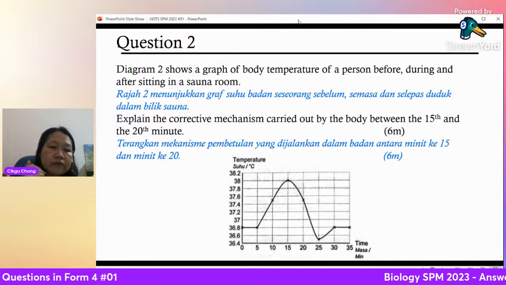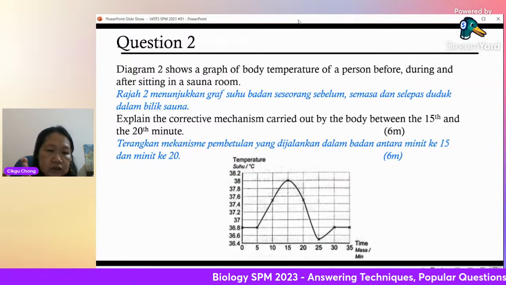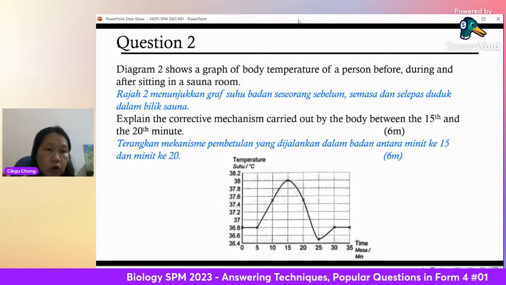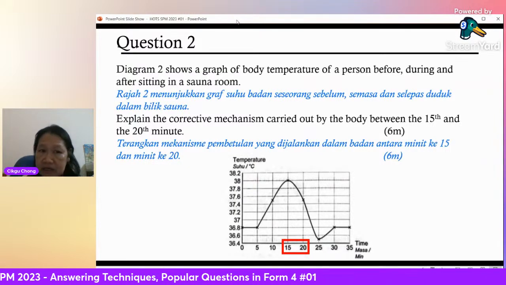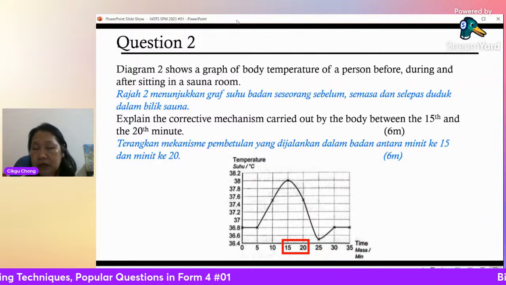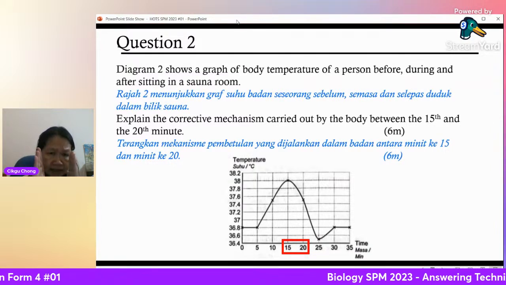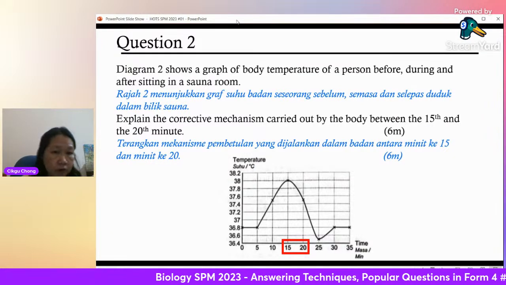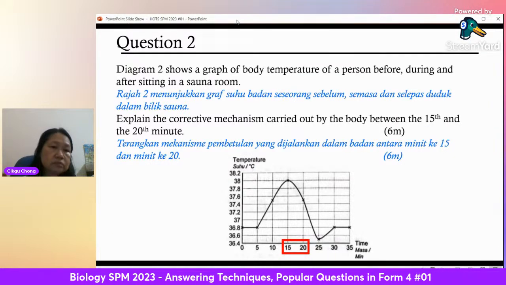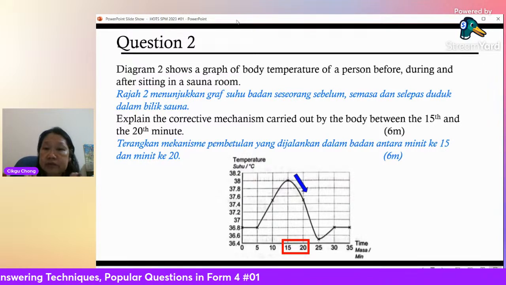Decreases from the 15-minute downwards. At 15, 20, and 25, you see the temperature drops, goes back to normal. So explain the corrective mechanism (pembetulan) carried out by the body between the 15th and the 20th minute. You just explain that part only. No need to say what is before, what is after. Concentrate on 15 and 20, you will see that the temperature drops.